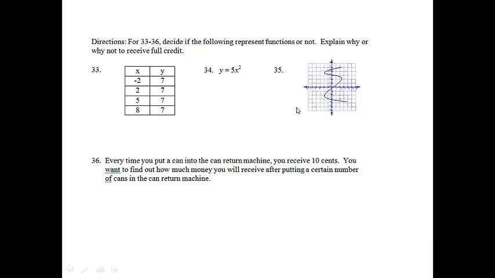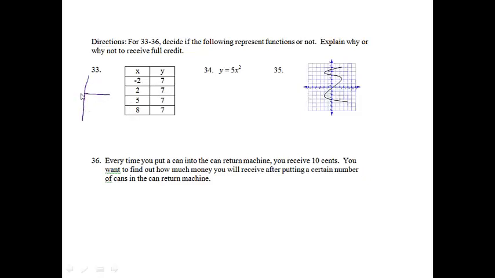Directions for 33 through 36: decide if the following represent functions or not, and explain why or why not to receive credit. Okay, for this one, the x's are my inputs and the y's are my outputs. I'm looking at all of my x's. Each x is different. It all is pointing to the same output, but that is okay.